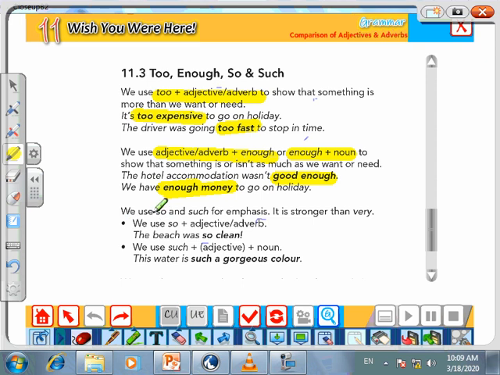Okay, what about so and such? As I told you, for emphasis, I'm just emphasizing something, I use so and such. The first one is so plus adjective or adverb, when I say so clean, and the other one is such plus adjective plus noun, like when I say such a gorgeous color. I said a because color is singular. Okay?